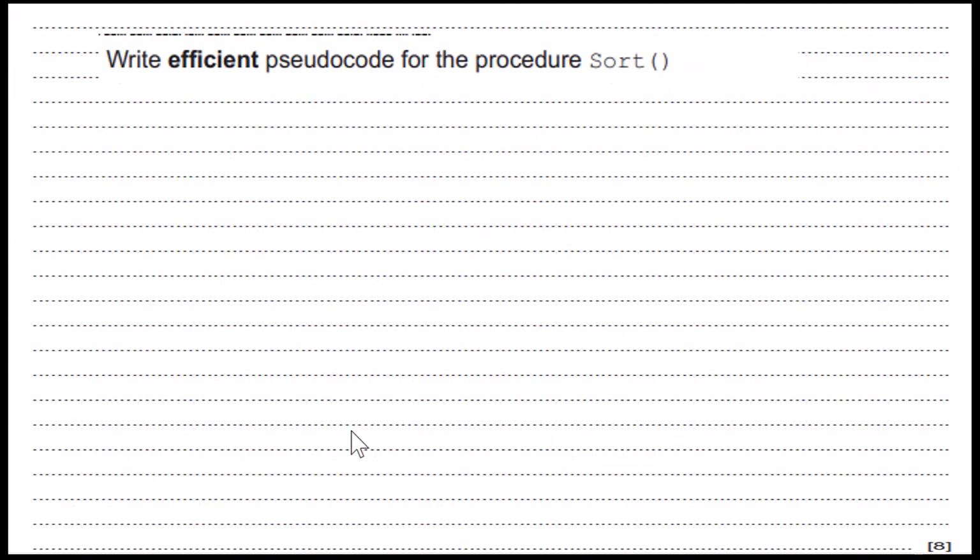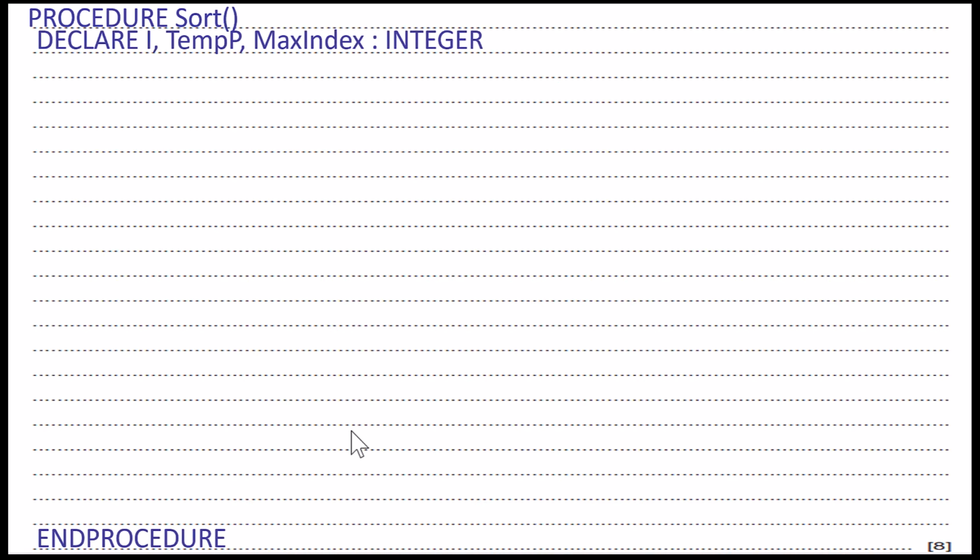So you write efficient pseudocode for the procedure sort. This means they want you to use a for loop. So what we're going to do is procedure sort. It doesn't take any parameters because we have global variables. So I need I, that's going to be for my for loop, for my bubble sort. I'm going to need temp, and max index. I can combine the same data type of variables, separate them by commas, all on one line. I would recommend doing that.